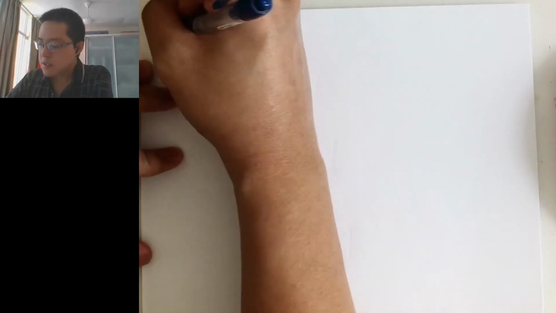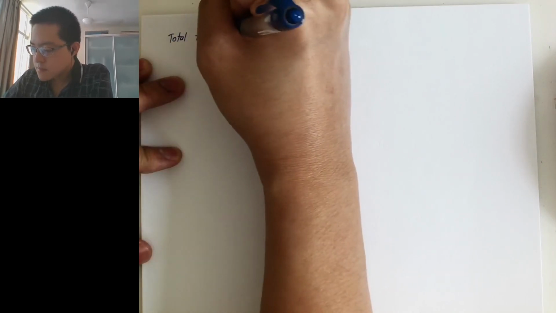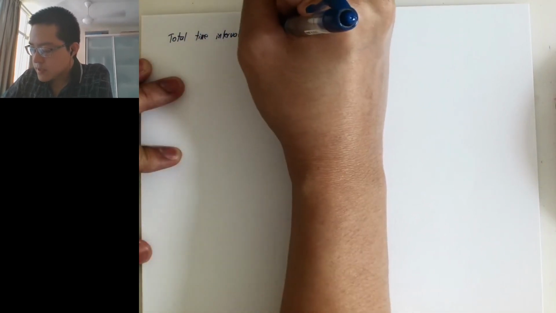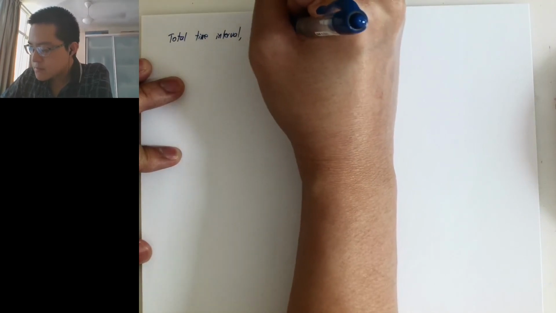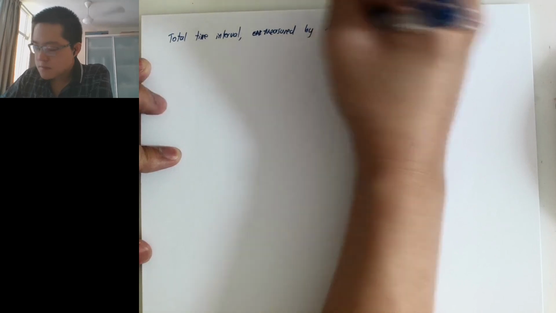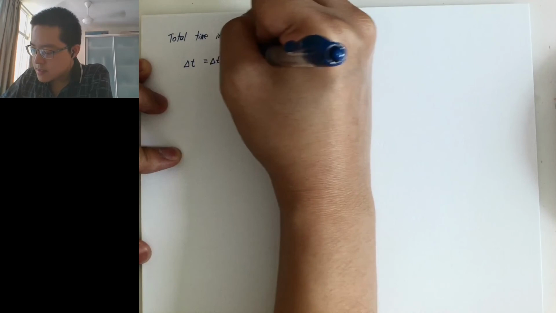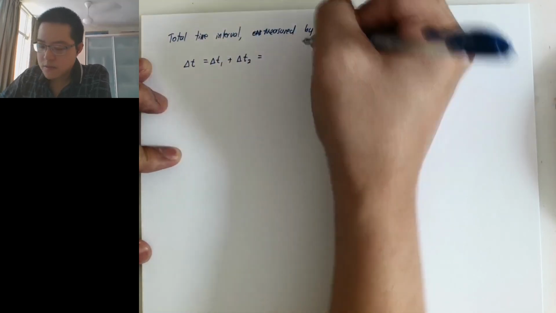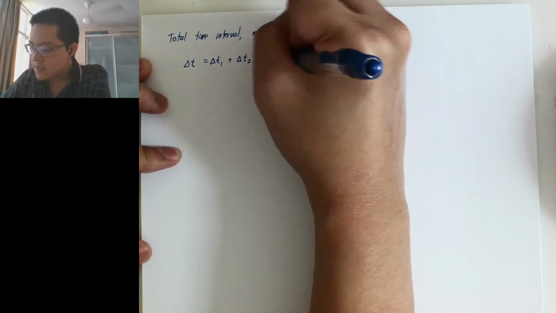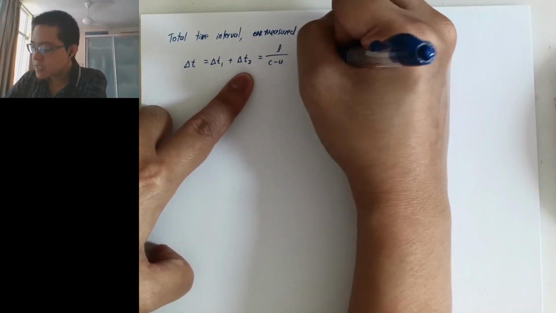Okay, so the total time interval according to Alice, measured by Alice, is delta t, which is dt1 plus dt2. So dt1 is L over c minus u, which we got just now, and dt2 is L over c plus u.